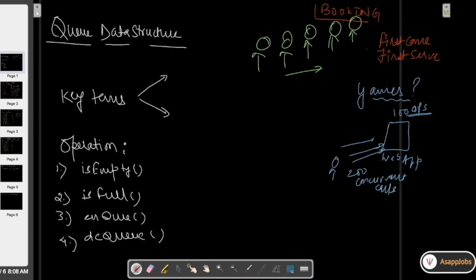So normally what you do in that case is that before the call reaches the server, you maintain a queue kind of data structure here. The 100 calls you are able to process, and the remaining 100 you queue here, and as and when your threads get free, you will pick this one, then this one, then this one, then this one. So that is one of the very common and great use cases of the queue.